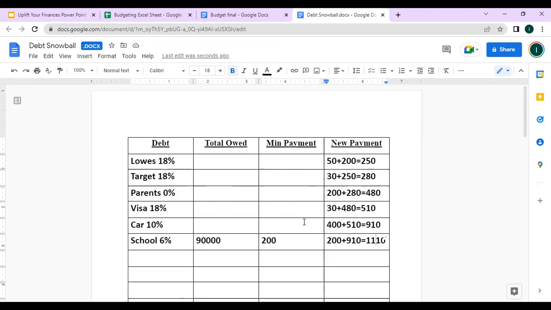But not only that, it's also probably going to get you excited enough to want to do extra things, like maybe do a side hustle to get some extra money to throw at the debt, or maybe get a second job or sell some things so that way you can get this debt off faster. But that's Snowball.